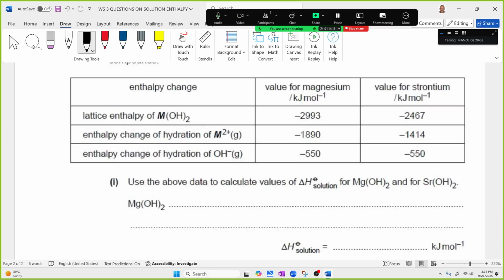Use the above data to calculate delta H solution for magnesium hydroxide and strontium hydroxide. So first of all, let's find out for magnesium hydroxide. So hydration is minus 1890 plus minus 550 times 2. Everyone is okay? Why did I multiply this by 2? Everyone is okay, right? Hydration minus the lattice is minus 2993. Can you confirm what's the answer here? Because it's 2 moles of OH minus, okay?